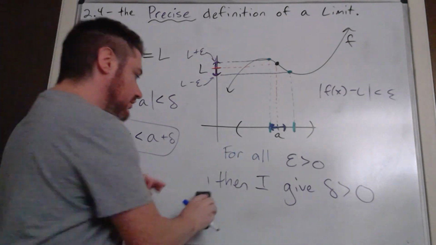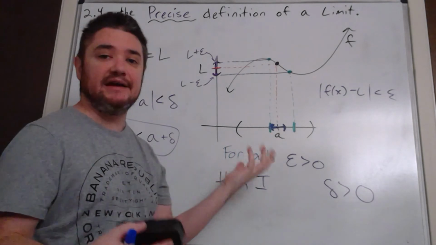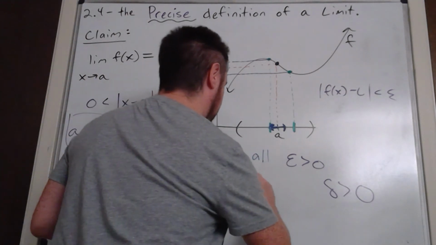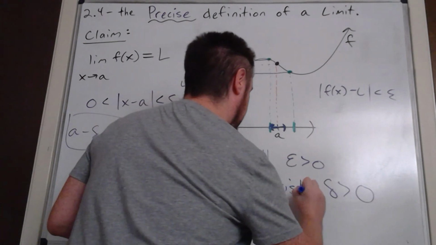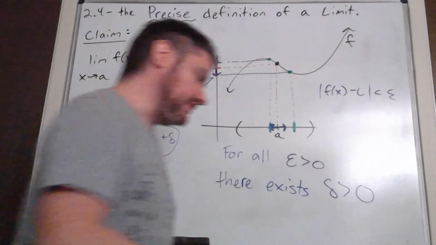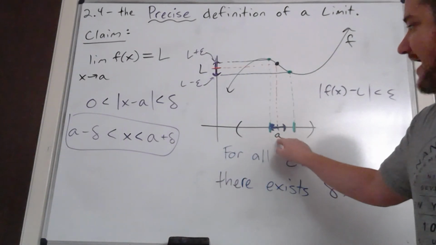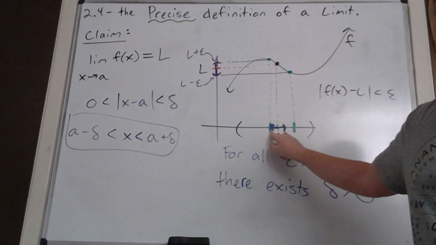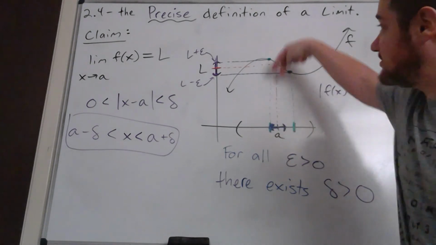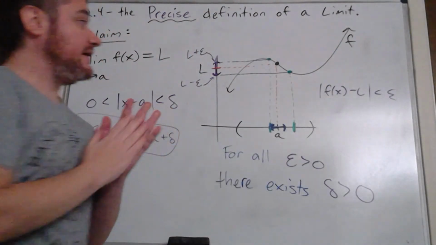So in other words, this delta might not work. If you shrank your epsilon, I might have to get closer to A, right? But for this particular epsilon, there exists some small interval, some small value delta, such that if x is within that little distance from A, either A plus delta or A minus delta, then the function values are within our tolerance where we need. And that's really the way it goes. All right.